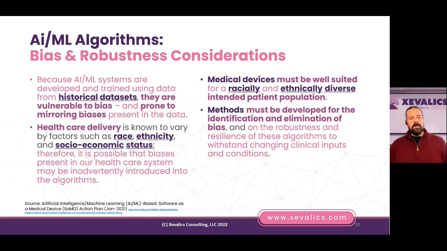Healthcare delivery is known to vary by factors such as race, ethnicity, and socioeconomic status. Therefore, it is possible that biases present in our healthcare system may inadvertently be introduced into the algorithms. Medical devices must be well suited for a racially and ethnically diverse intended patient population, so methods must be developed for identification and elimination of bias and the robustness and resilience of these algorithms to withstand changing clinical input and conditions.